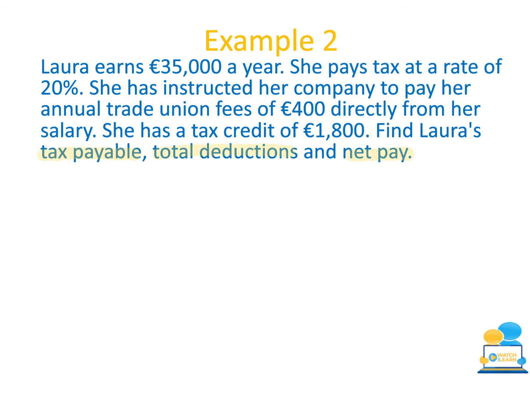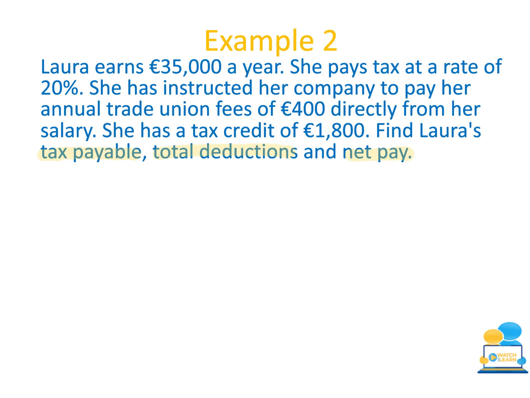Again, if we remind ourselves what each of those three things mean, tax payable is the amount of tax she has to pay after her tax credits have kicked in. The total deductions is everything that's being deducted from her salary. So here we have her tax that she's paying and her annual trade union fees. And her net pay is the same as her net income or take-home pay. That's how much money she's able to walk away with.